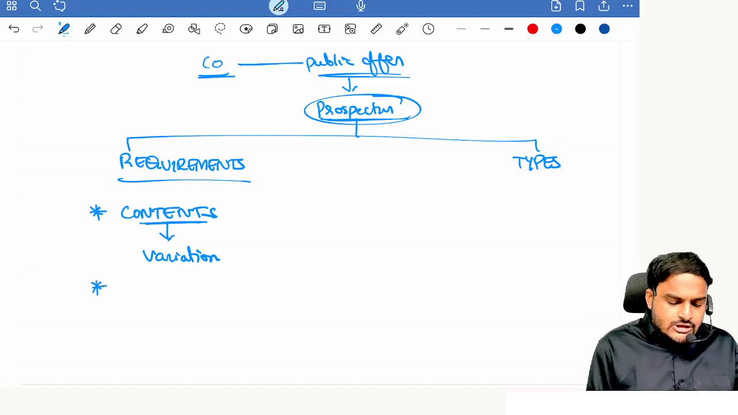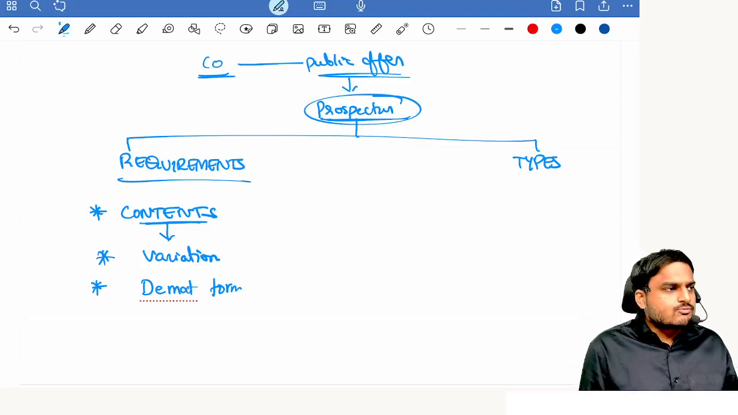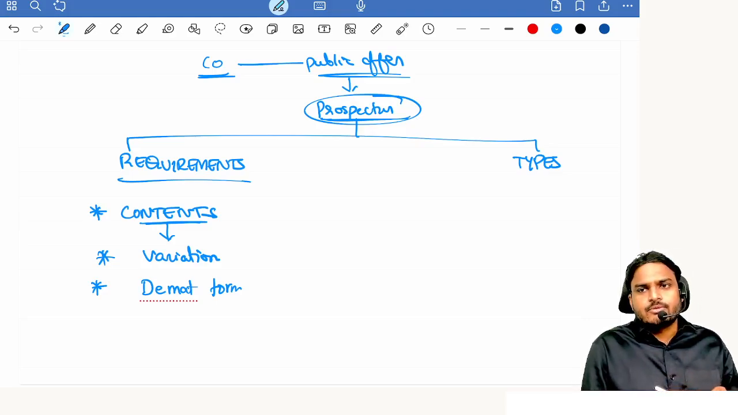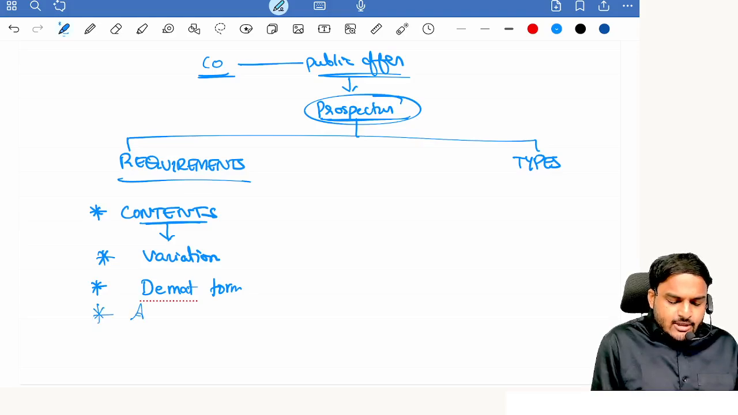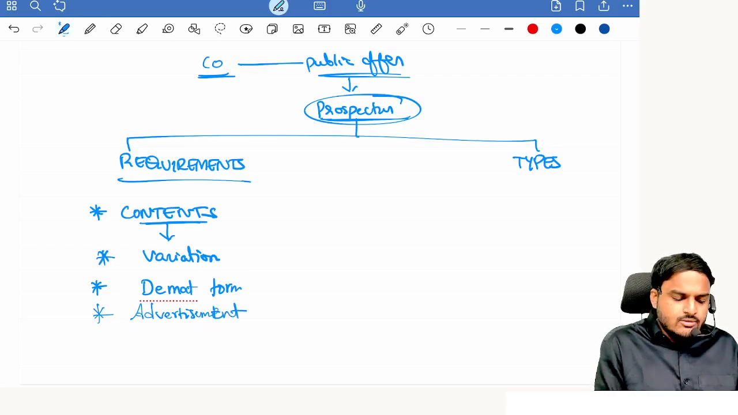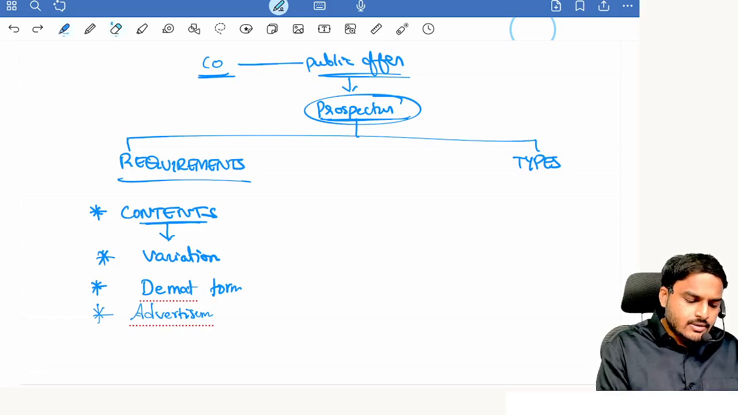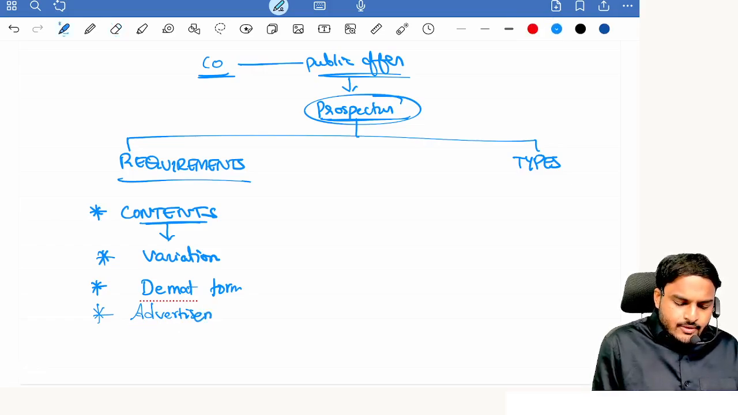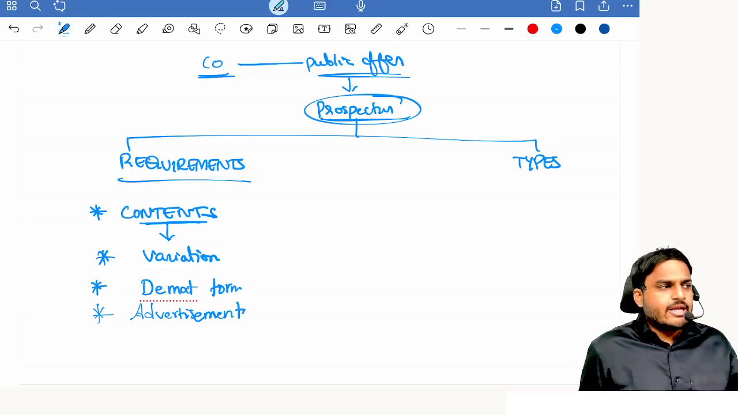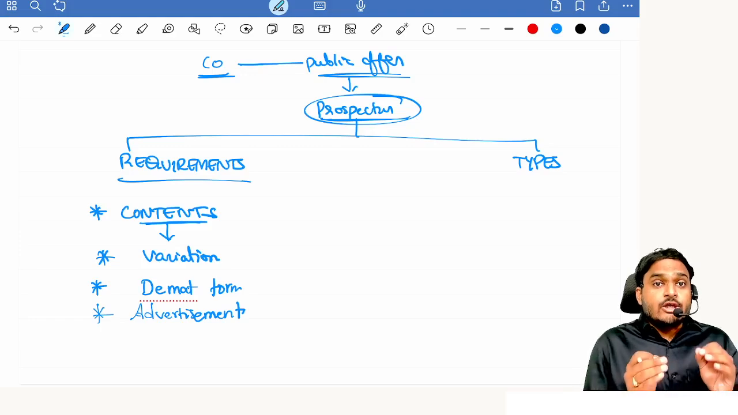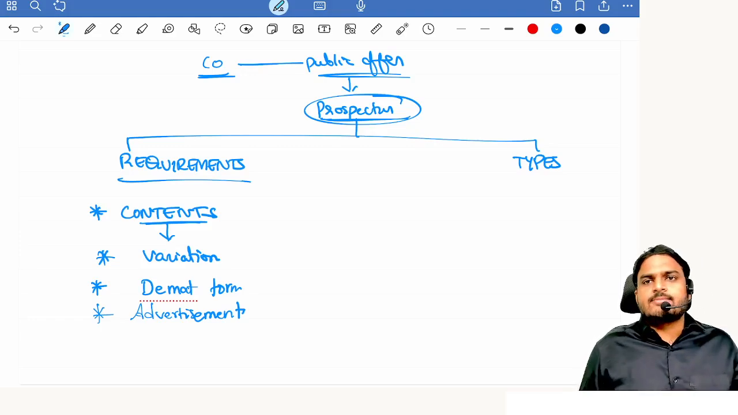Next one, issued securities should be in demat form. So securities which you are offering to the public must be in demat form. Next one, advertisement of prospectus. So simply, these are the requirements. Yes or no? These are the requirements before issuing prospectus. So what are those requirements? Can you tell me once again? Contents of the document, variation of prospectus objects, security should be in demat form, advertisement of prospectus.